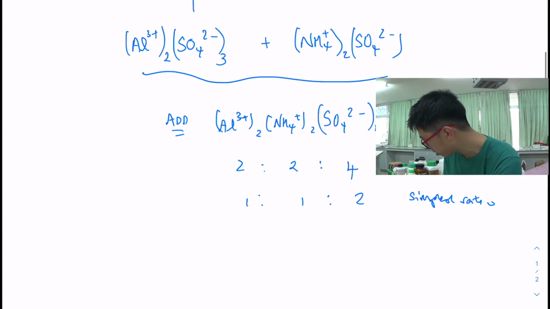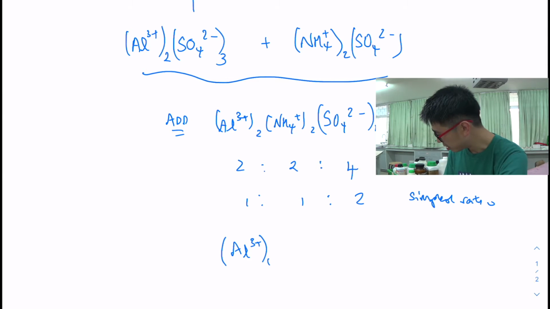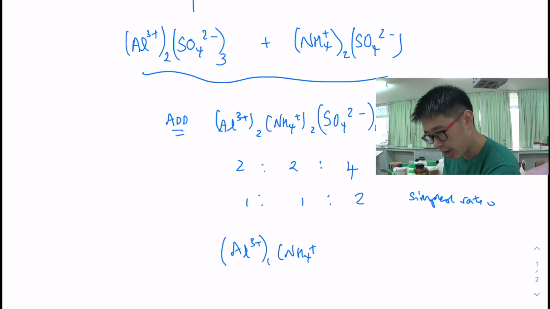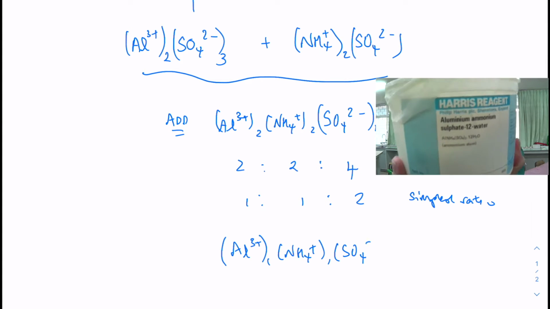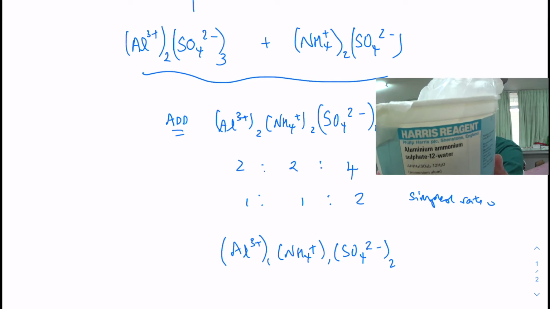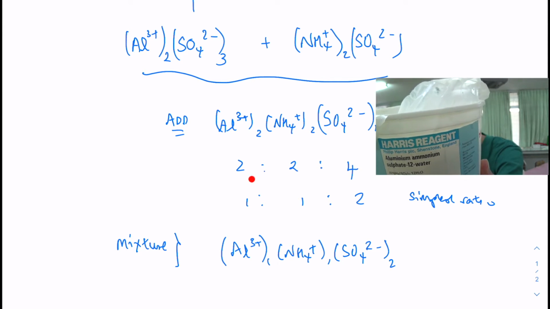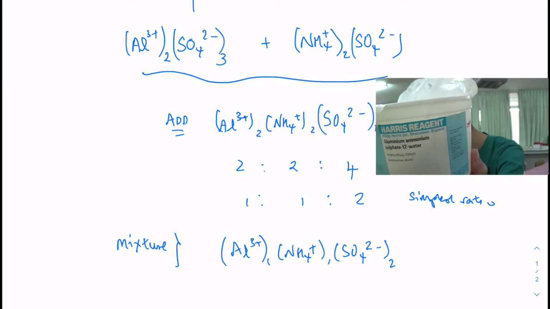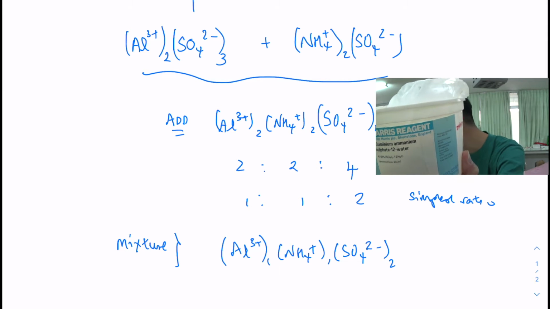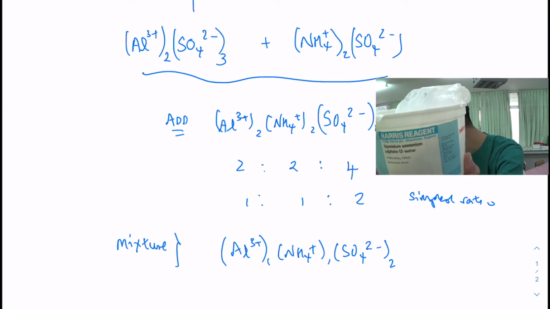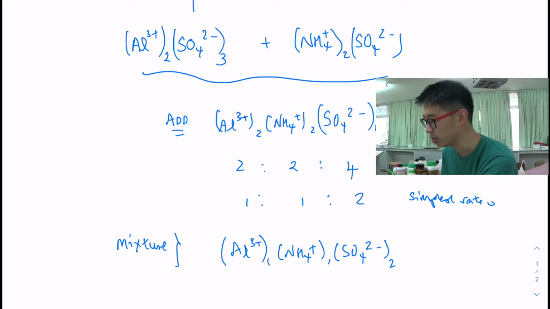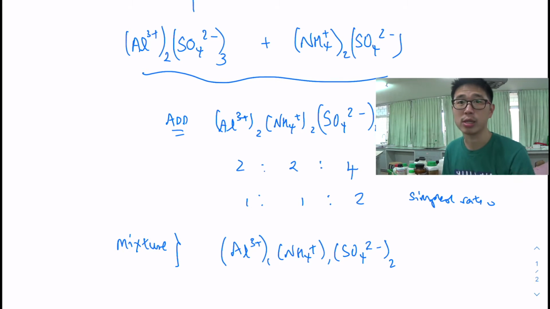And guess what? That means you have 1 Al3+, just like this here, 1 NH4+, and 2 SO4 2-. So I was right, this is a mixture. It's just that the numbers don't look so good when you add them up, because they do simplify to give you the simplest ratio, and that is the whole idea of a chemical formula, to get the simplest ratio of each of the species present. In this case, these are the ions.